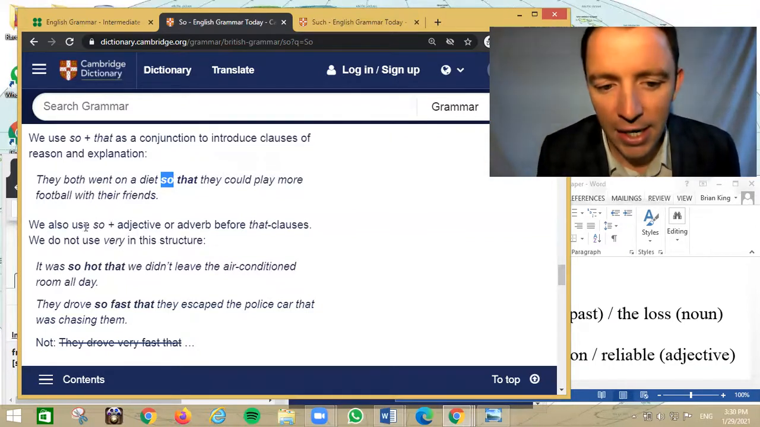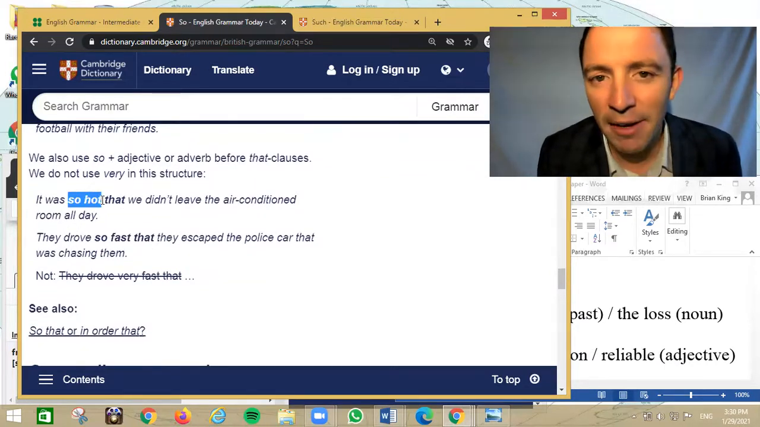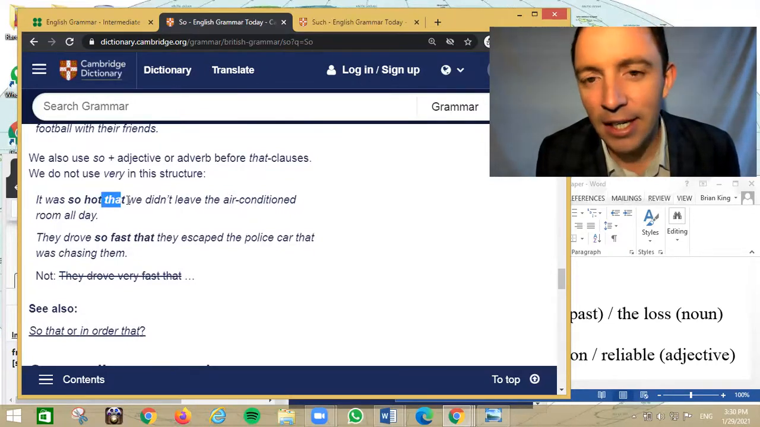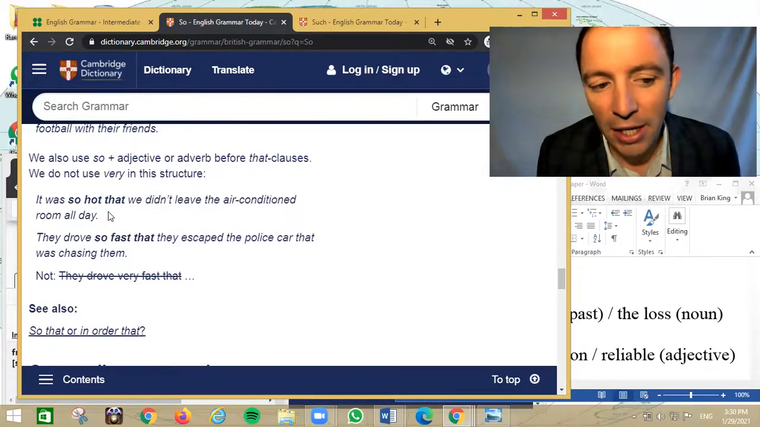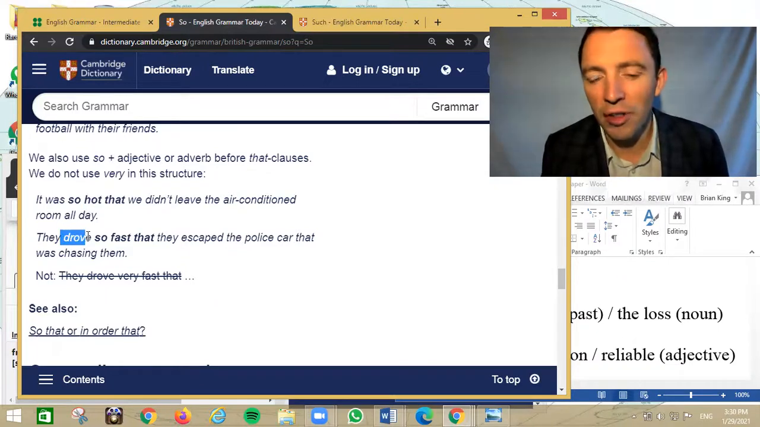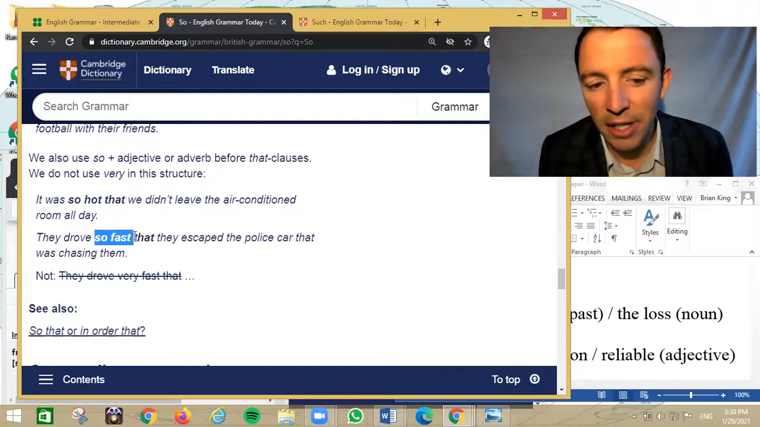Okay, here is another one. It was so hot. The day, for example, the weather was so hot. That is the introduction to the consequence. We didn't leave the air-conditioned room all day. So here, "so" and "that". And it's possible, the position of the adjective in the middle. The next, the verb to drive, conducir, past irregular, drove. They drove so fast with the adjective, the consequence that they escaped the police car that was chasing them, perseguir.